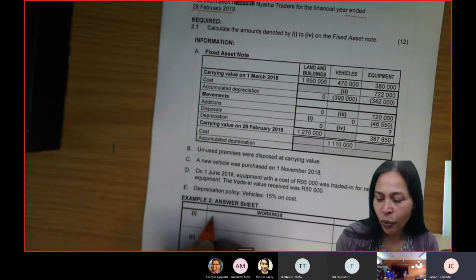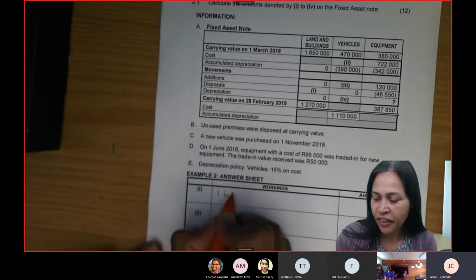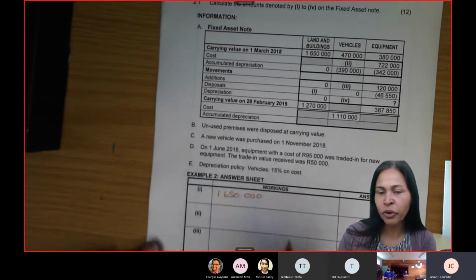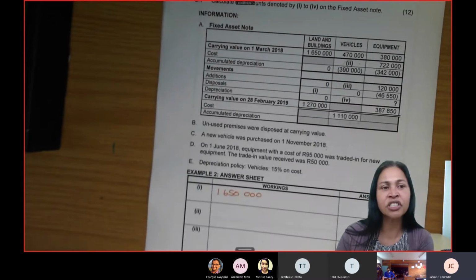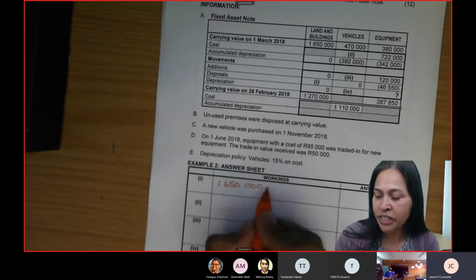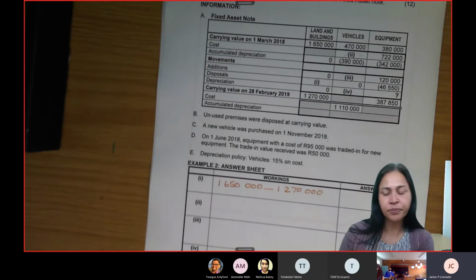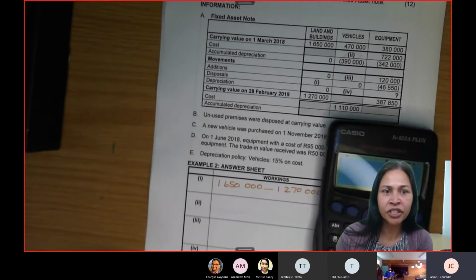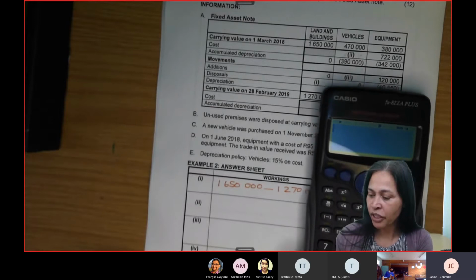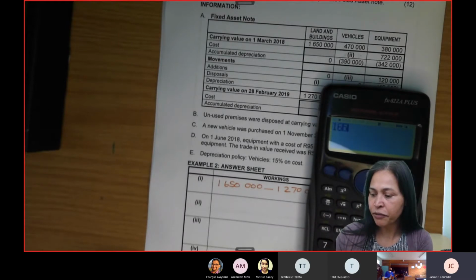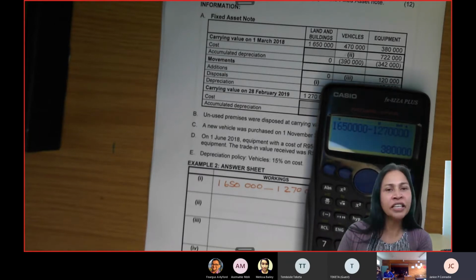So for that one, we take our 1,006,015. Learners, I want you to work with me on this one as in entering the information, because this is going to assist you with your next activity. And we say minus the 1,270,000. That is how we're going to find our difference for our disposal. So it is your 1,650,000 minus your 270,000. And I get a total of 380,000 for my first one.